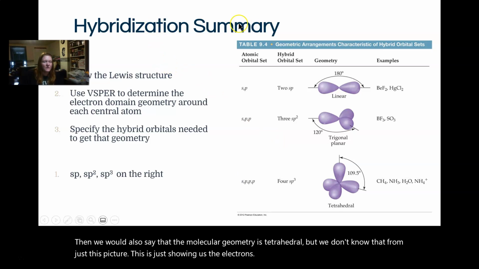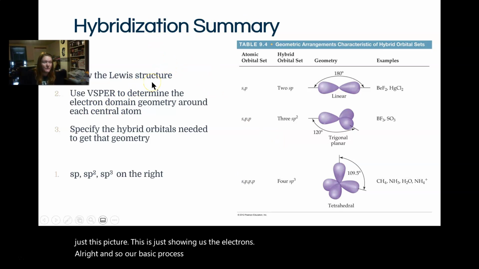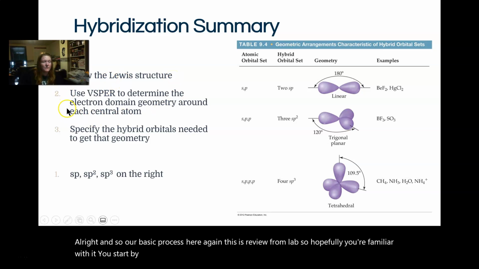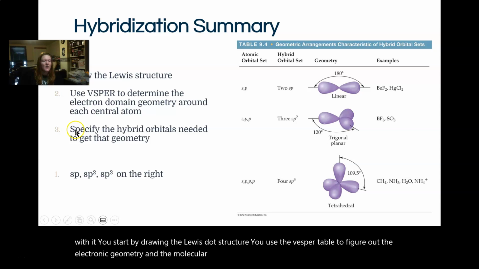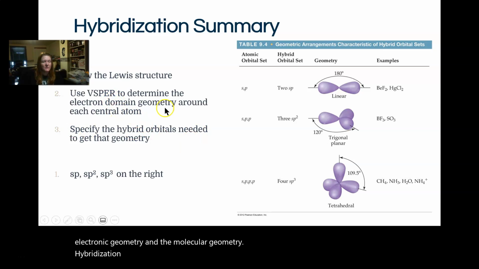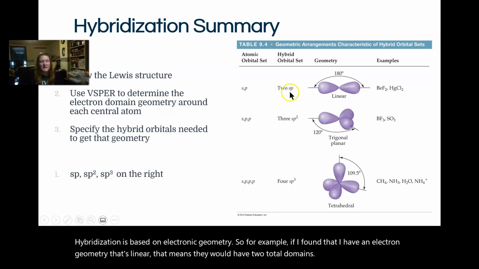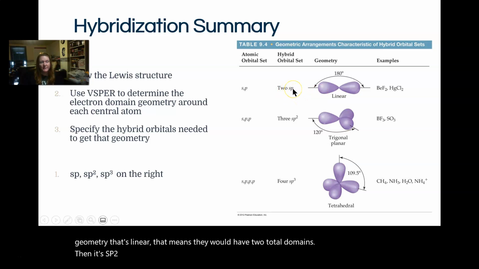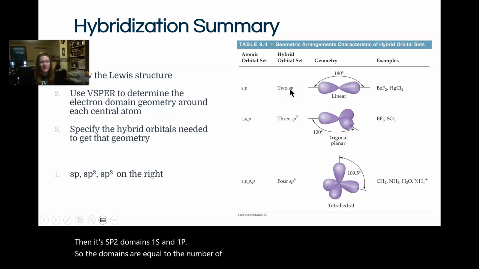All right, and so our basic process here, again, this is review from lab, so hopefully you're familiar with it. You start by drawing the Lewis dot structure. You use the VSEPR table to figure out the electronic geometry and the molecular geometry. Hybridization is based on electronic geometry. So for example, if I found that I have an electron geometry that's linear, that means I would have 2 total domains, then it's sp, 2 domains, 1s and 1p. So the domains are equal to the number of orbitals that are used to hybridize.